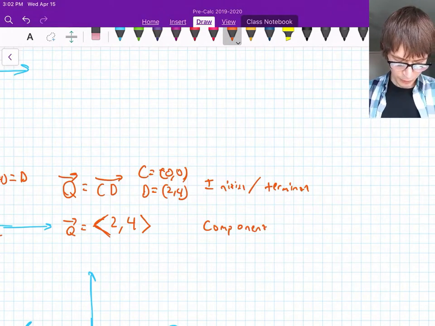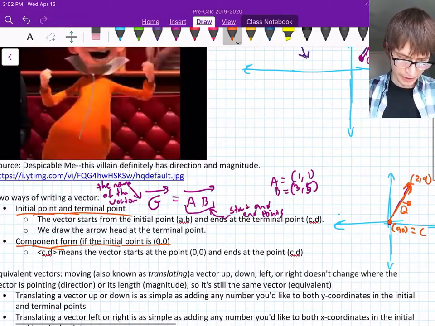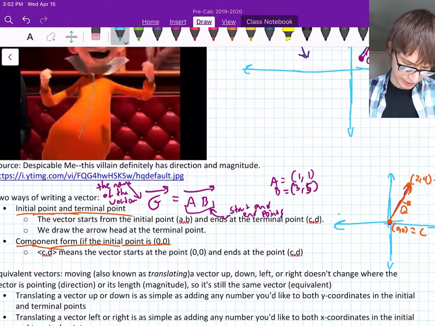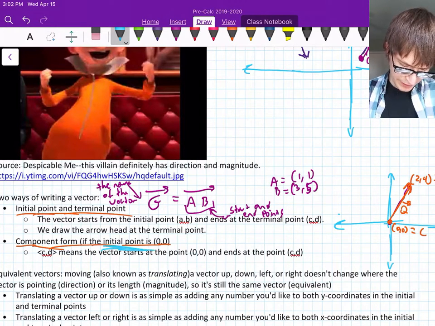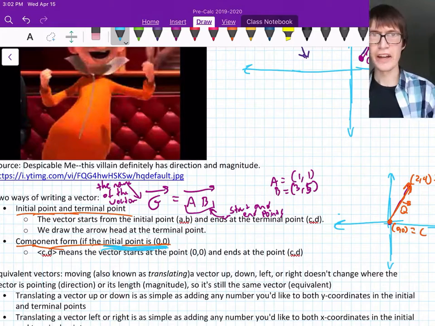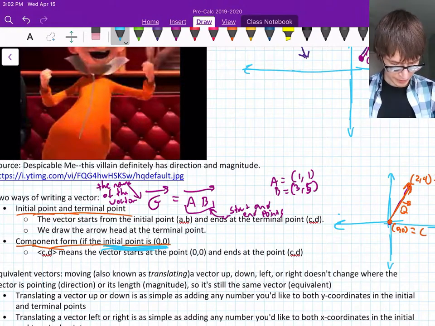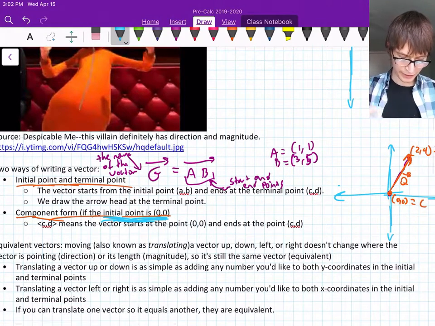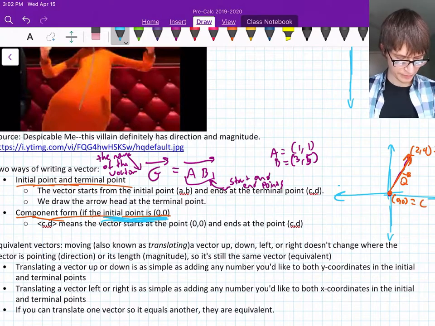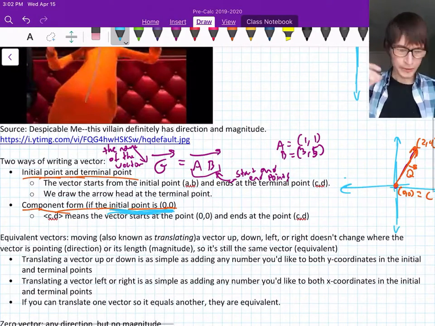And remember, the component form only works if the initial point, let me underscore that so that's clear, the initial point needs to be 0, 0. If that's the case, you can make a component form. It's just implying that if you have two numbers, it'll start at 0, 0 and go to that point.